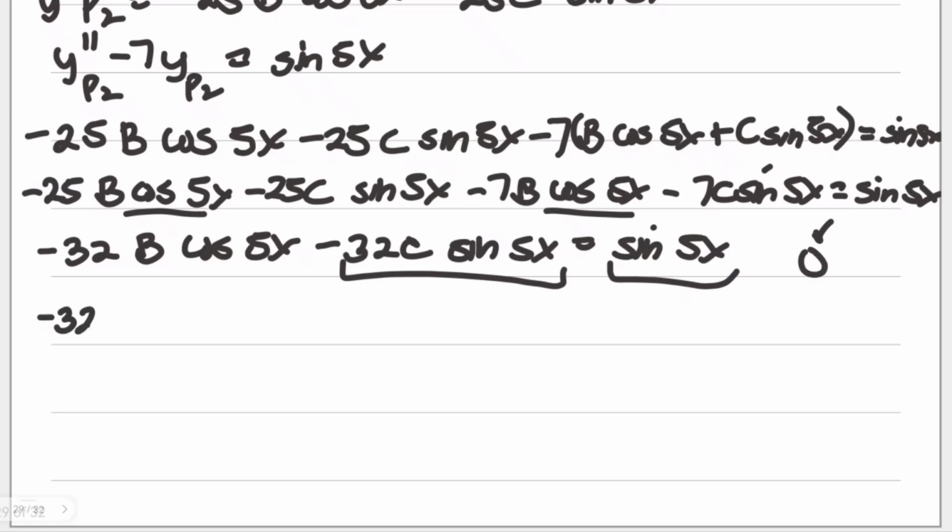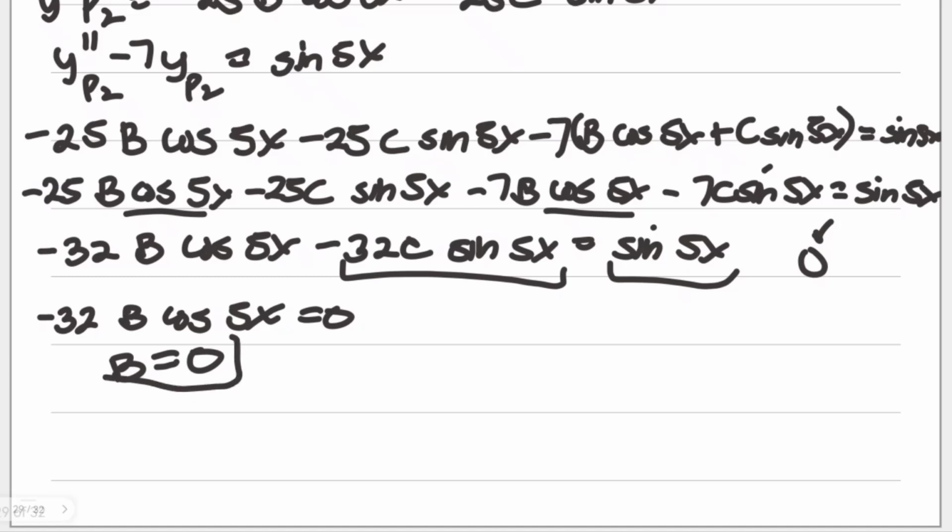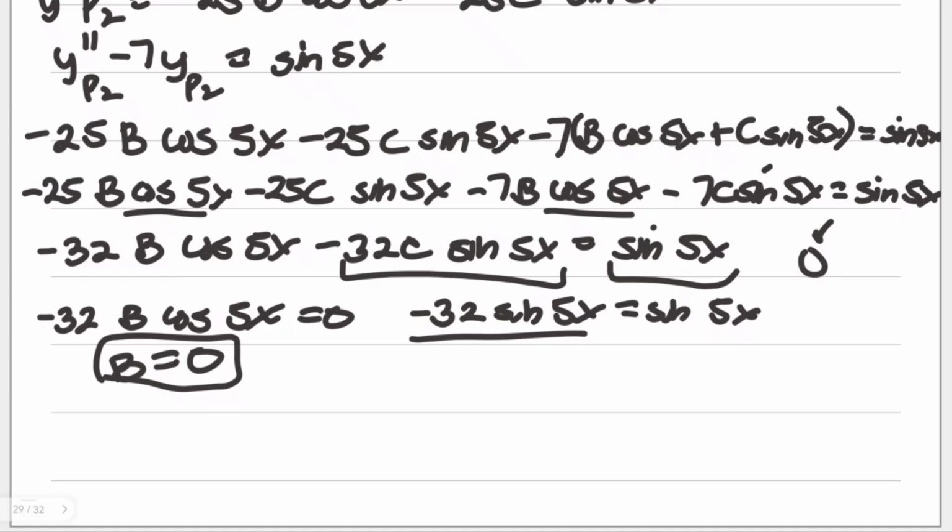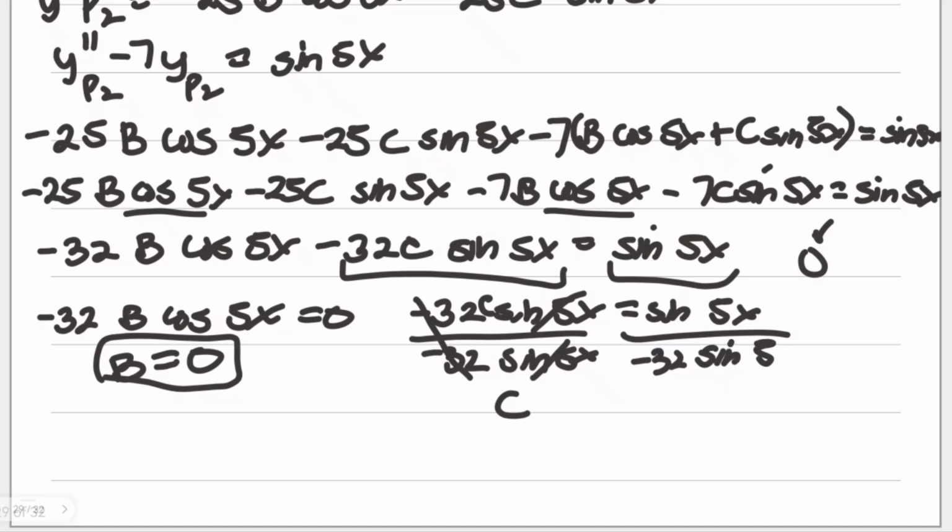So minus 32b cosine of 5x is equal to 0. This is only true if b is also 0. Now for your c, minus 32c sine of 5x is equal to sine of 5x. Dividing both sides by minus 32 sine of 5x, canceling on the left, leaving c, and on the other side, you have negative 1 over 32 for your c.